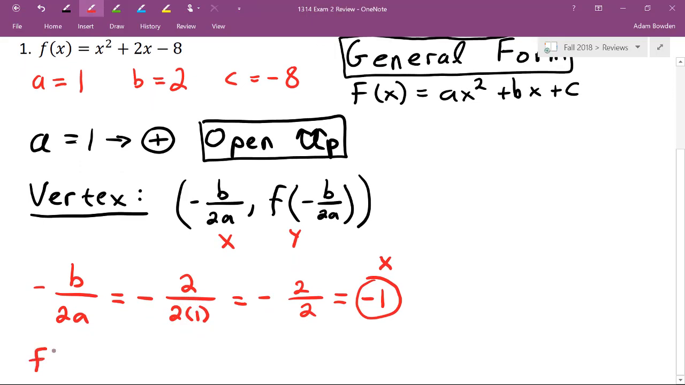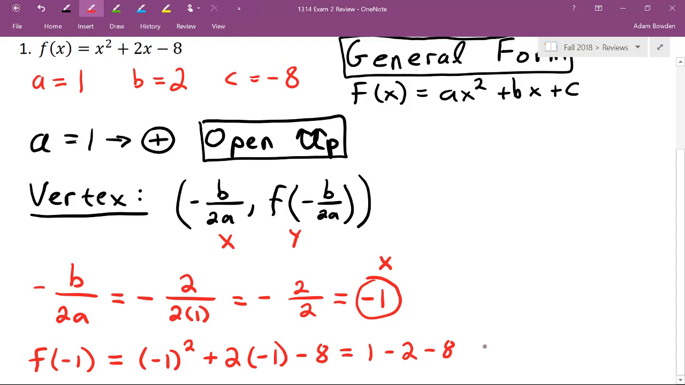To find the second part, the y-coordinate of the vertex, we plug in the negative 1 for x into the function. So if we do that, that would be negative 1 squared plus 2 times negative 1 minus 8. That would be positive 1 minus 2 minus 8, and that would be equal to negative 9. So putting these two together tells us what our vertex is. It's negative 1 comma negative 9.